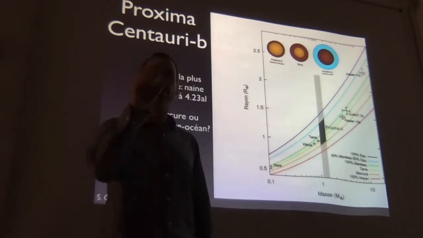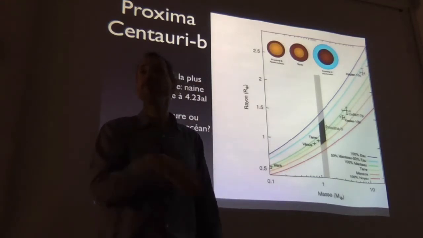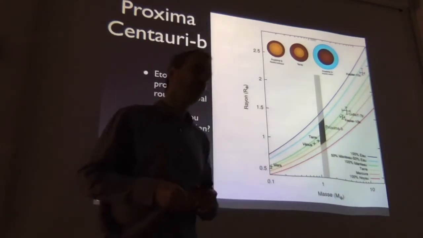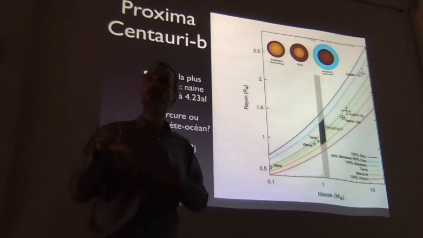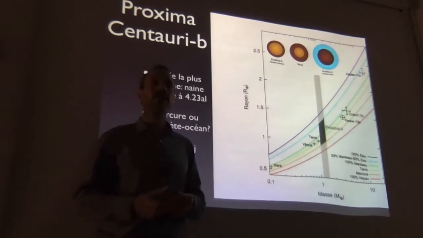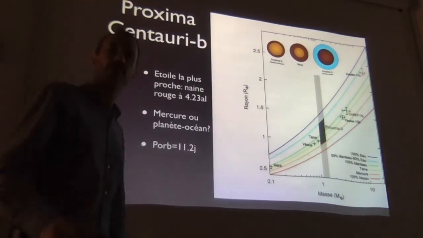There you take some pictures and send the pictures back. They come back in 4 years, because it's 4 light years. And so in 24 years, sorry, you would know what the planet is exactly, if it's a Mercury planet, an ocean planet, something like this. So the idea is to send some spaceships like this and go there quickly.